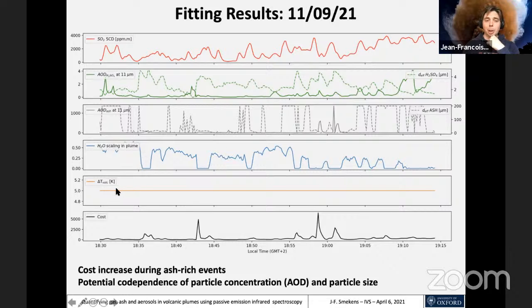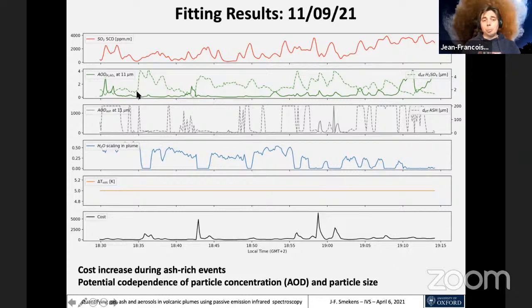And then you can ignore the delta T of the plume because it's set at 5 degrees, but the cost associated is in the bottom plot. And so what you can see is that there are some events where the misfit is much more pronounced, and those are essentially the ash emission events. And so we're working on trying to fix that. And I think there are some issues with the size parameters and the size distributions that we're considering.